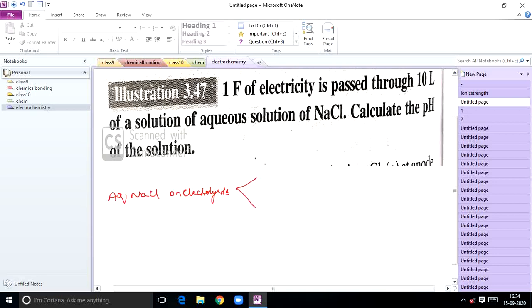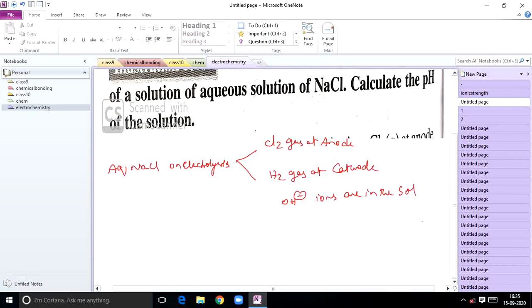What are you going to get? Chlorine gas is liberated at the anode, hydrogen gas is liberated at the cathode. And OH minus ions, if you write the redox equations, OH minus ions are in the solution. So this is the key point. Aqueous NaCl on electrolysis, we will get this. Already you can search the notes for how the redox equations are there.